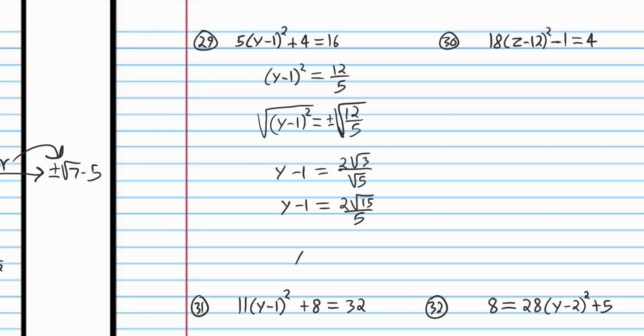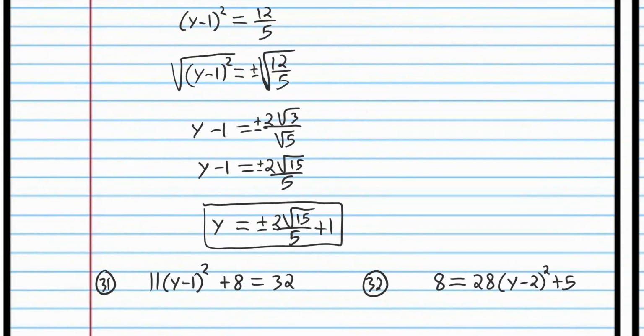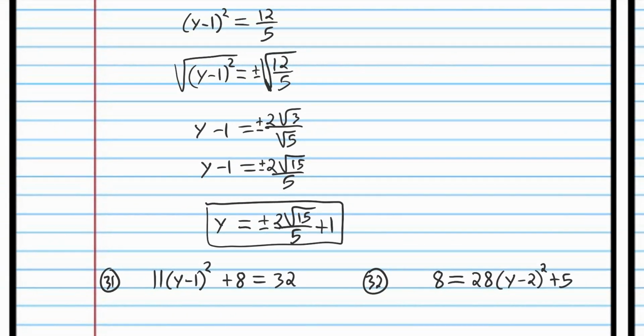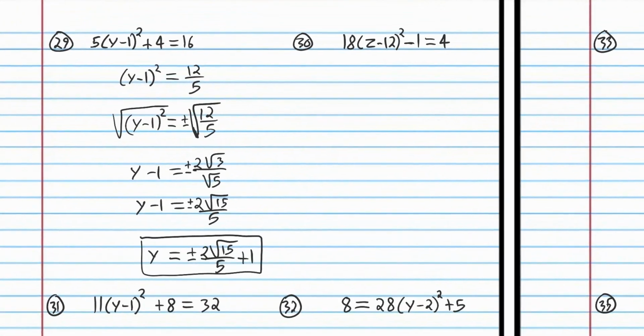And you don't really have to show this step. You can just go right to the answer, but I'm just showing an intermediate step. Whoops, I forgot my plus or minus. Can't do that. 2 root 15 over 5 and plus 1. So there you go. Everything looks right. All right, try number 30. When you come back, we'll do it together.